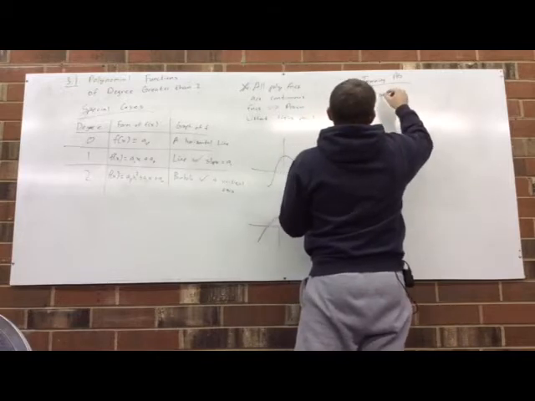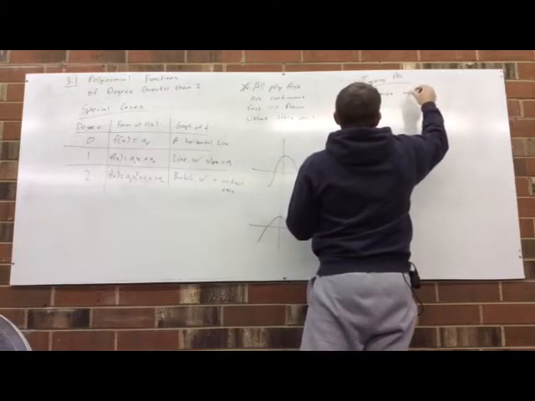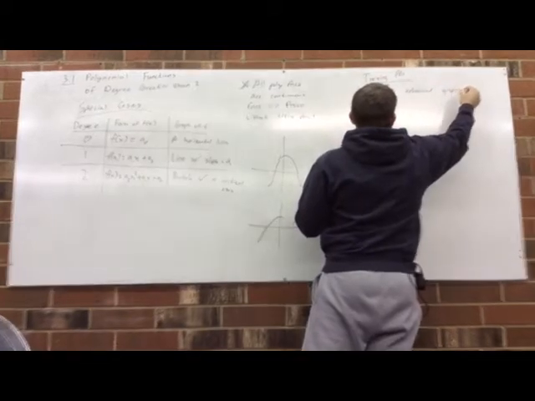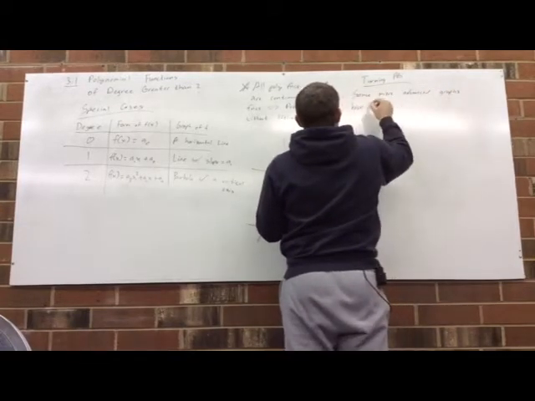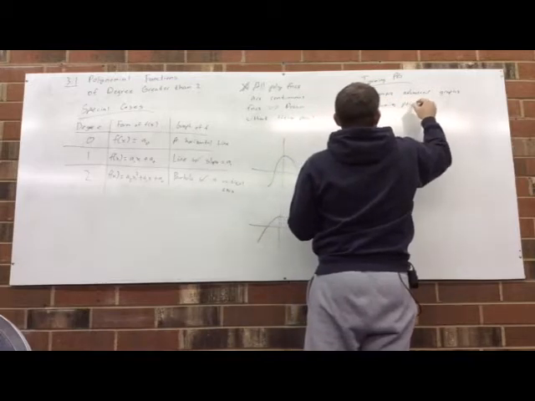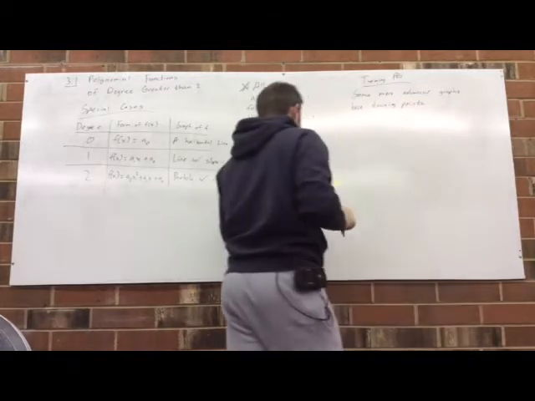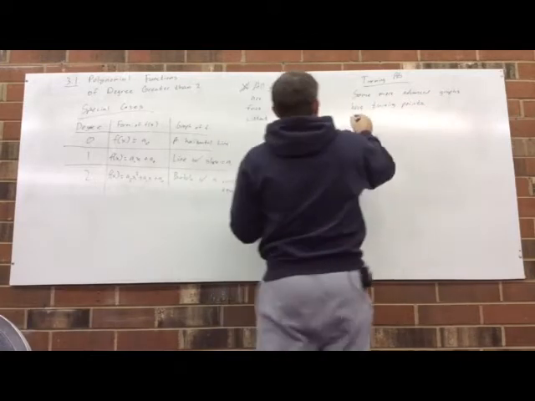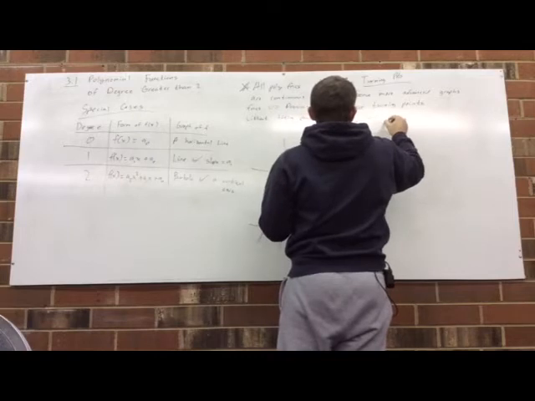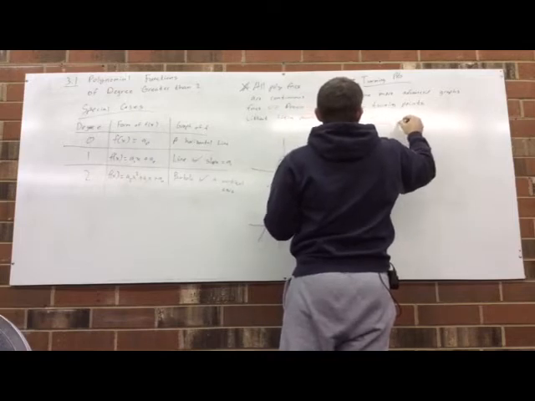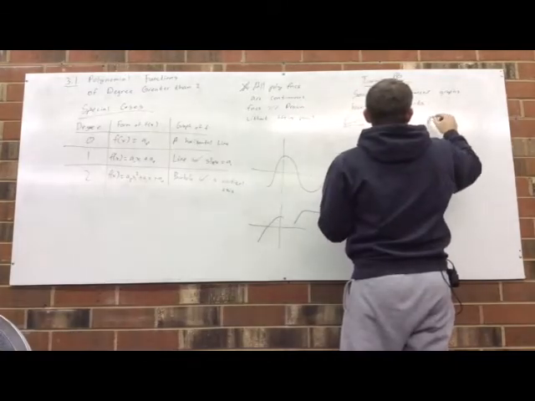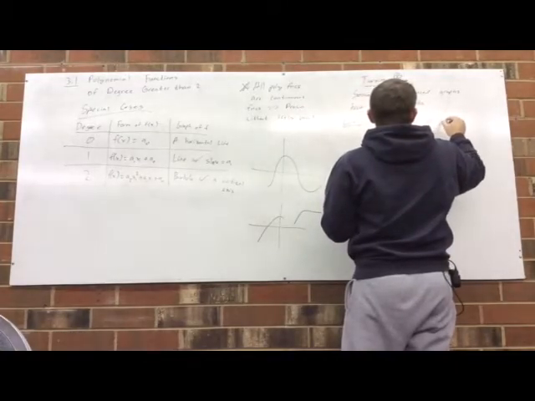Some more advanced graphs have what we call turning points. It's not a mystery. This is exactly as it sounds. So here's your definition. Turning points are just points on the graph.